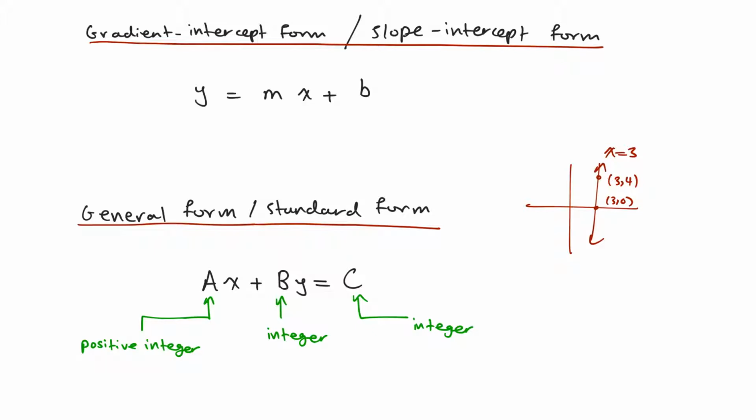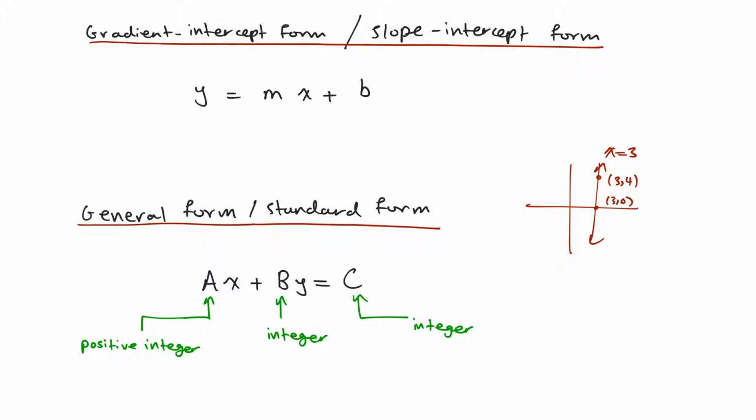So far, we've spoken about gradient-intercept form or slope-intercept form, and this is one of the most important and useful forms of the equation of the line. As a refresher, the y is the y-coordinate, the x is the x-coordinate of all the points that lie on the line, m is the slope, and b is the y-intercept. So gradient, intercept, that's why it's called the gradient-intercept or slope-intercept form.